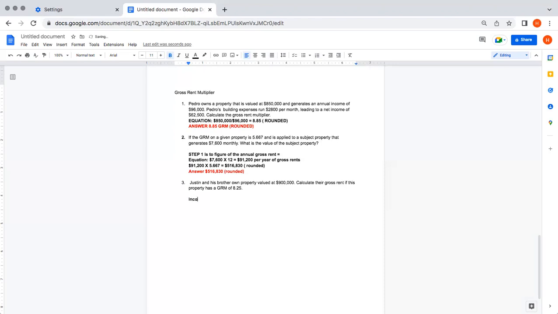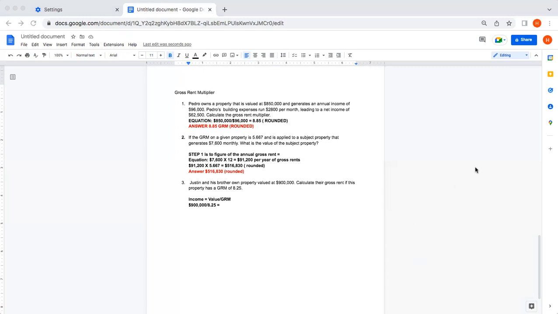So the equation is income equals value divided by the multiplier. Okay, so let's fill it in. We don't know what the income is, that's what we're figuring out. So the value is 900,000. And now we're going to take that and we're going to divide that by the multiplier of 8.25. Right, and so that equals a number. So what is that?